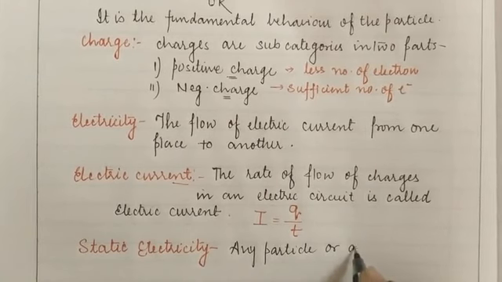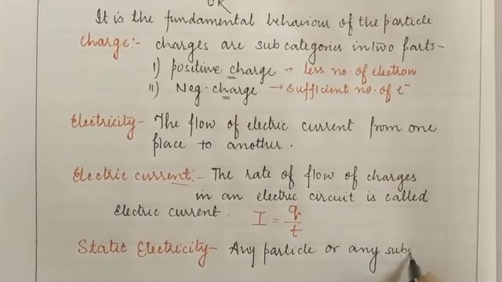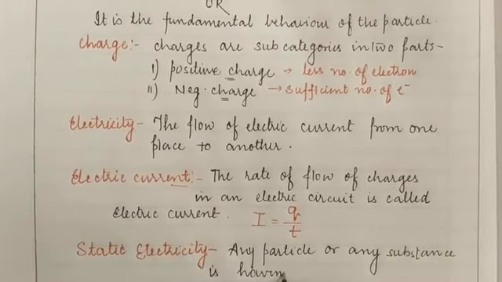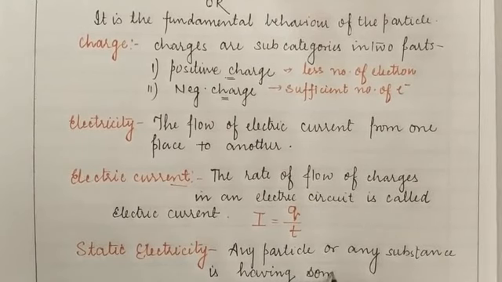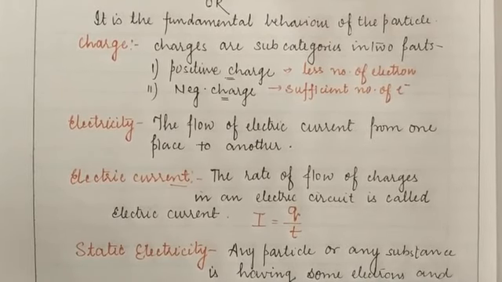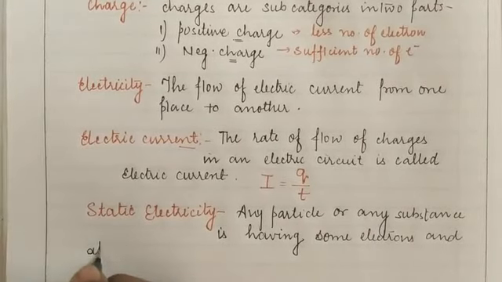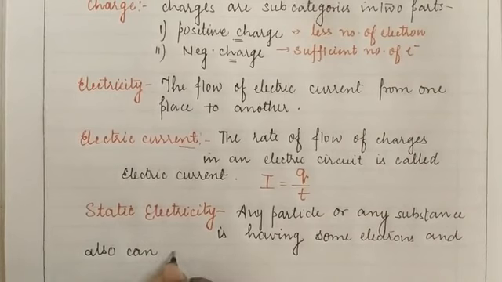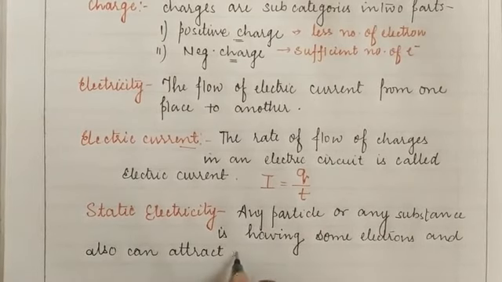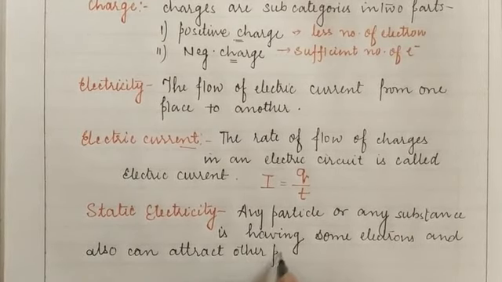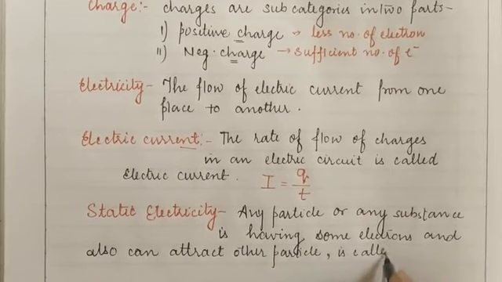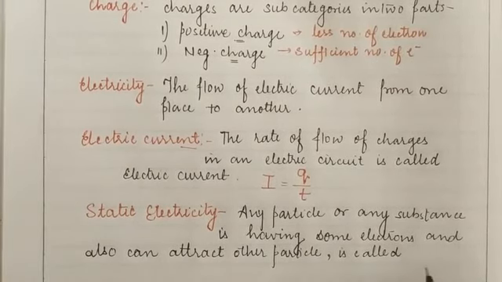It means that if any particle or any substance is having some electrons, and also can attract other particles or substances, that type of substance or particle is called electrified.